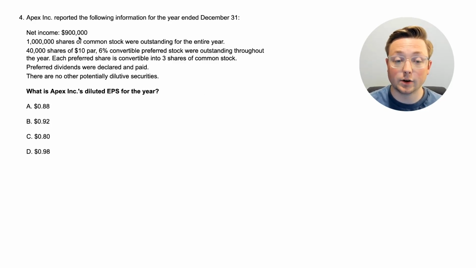They had net income of $900,000, 1 million shares of common stock for the entire year, 40,000 shares of $10 par 6% convertible preferred stock were outstanding throughout the year. Each preferred share is convertible into 3 shares of common stock. Preferred dividends were declared and paid. There are no other potentially dilutive securities.